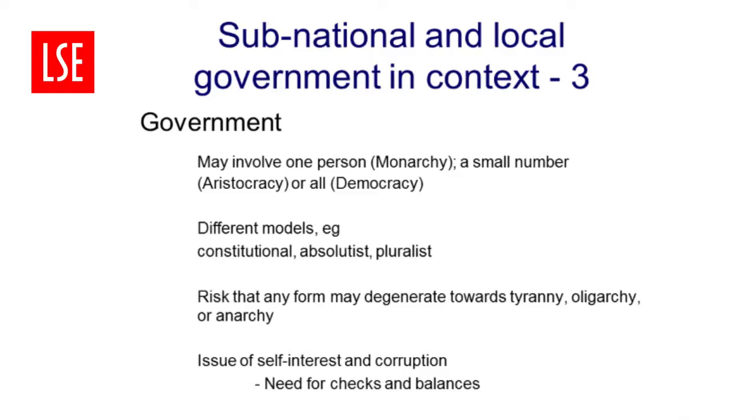Government, we've heard, may involve one person, monarchy, or a small number, an aristocracy, or all in a democracy. And of course, the United Kingdom has over time mixed all three of these elements, though it would normally be seen as a democracy these days, but it still has a monarchy as a titular head of state, and has vestiges of an aristocracy still in its House of Lords. There are different models of government: constitutional, absolutist and pluralist. And of course, a risk that any form of government may degenerate towards tyranny, oligarchy or anarchy.